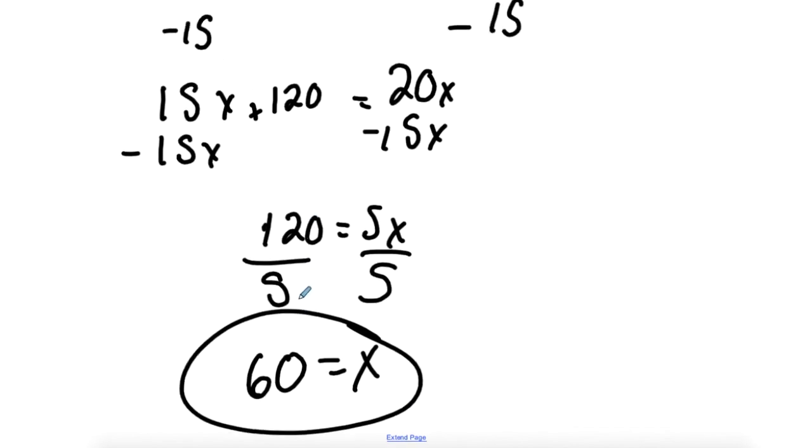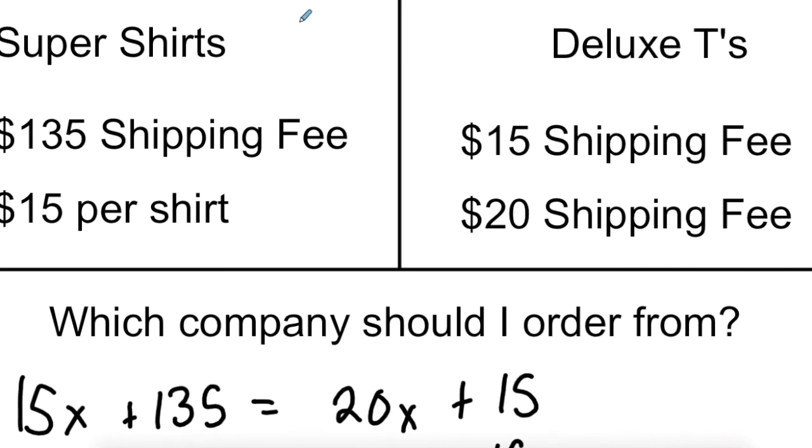Now, just looking at both of these equations, and again, I'm going to mark up here that x was 60, it's obviously going to be way more expensive to buy t-shirts from this company, Super Shirts, initially, because buying a single shirt would cost us $150 versus buying a single shirt from Deluxe Tees would only cost us $35. But after that 60 shirt mark, where they're both the same price, Deluxe Tees has a larger price per shirt.